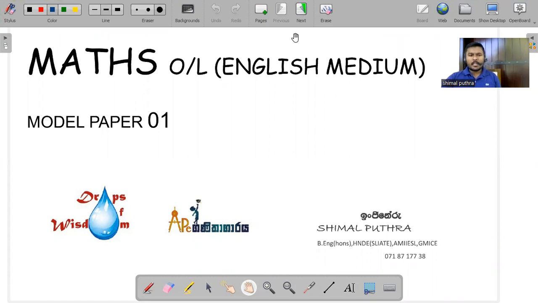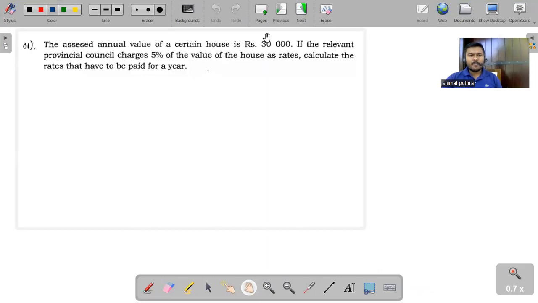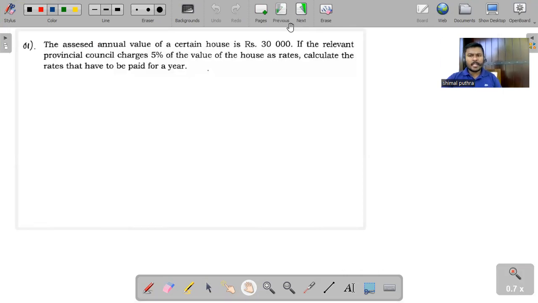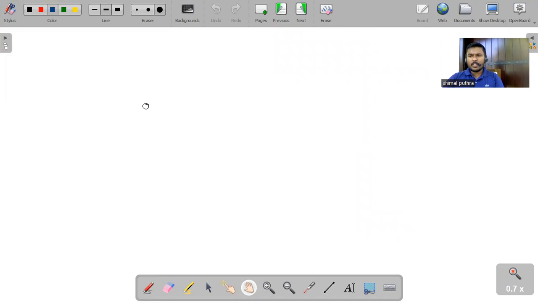Then you can realize how our model papers are going on. So this is model paper number 1 that is based on the rates. In this case, we are going to discuss the interest and the rates. Okay, let's come to the first question. Before we go to the first question, let's reflect on these things.